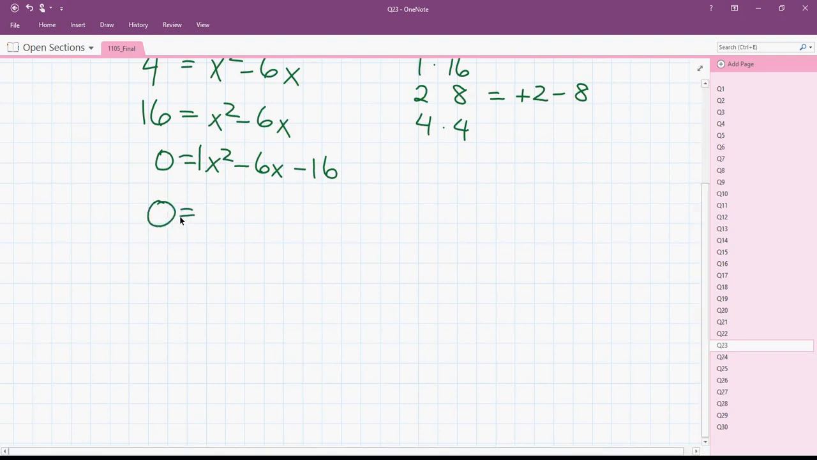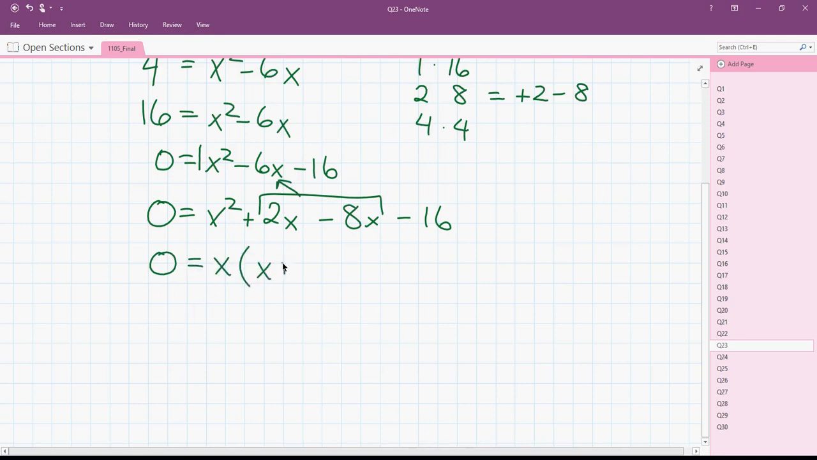So I'm going to say that 0 is equal to x squared plus 2x minus 8x minus 16. And this should still equal that. Now I'm going to factor. So take an x out, x plus 2. And then if this method works, copy this over on here. And we want to see, can we get from x plus 2 to minus 8x plus minus 16 somehow? And we can by multiplying by minus 8.